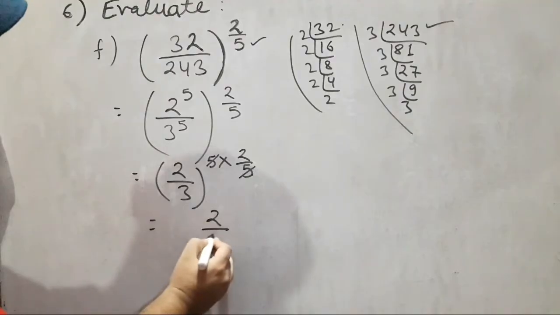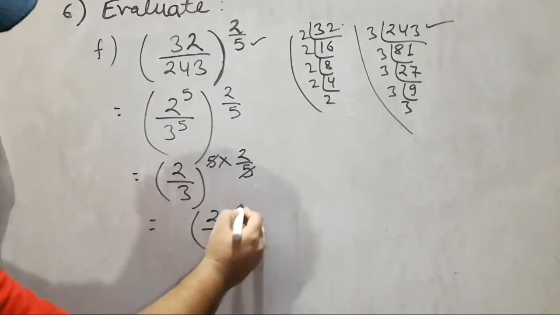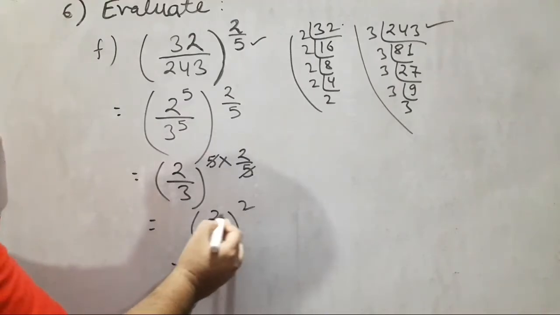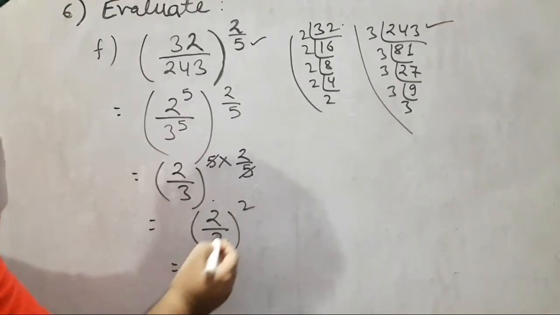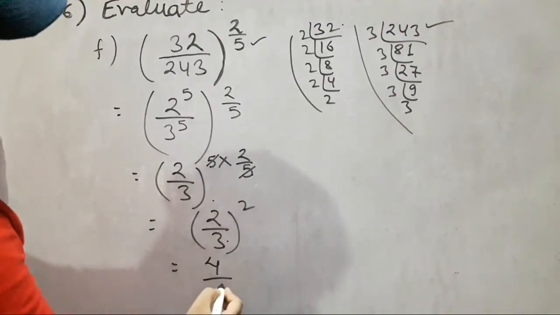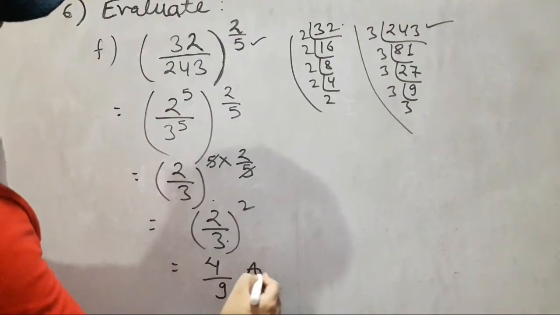The (2/3) bracket power 2. This power 2 is the common power of 2 and 3. So 2 squared is 4, 3 squared is 9. So 4/9 is our answer.